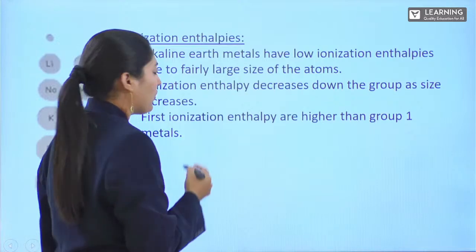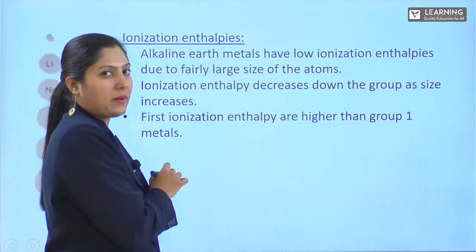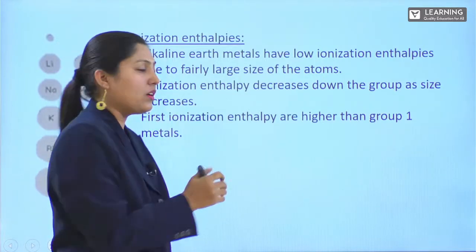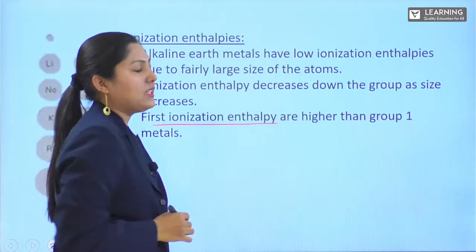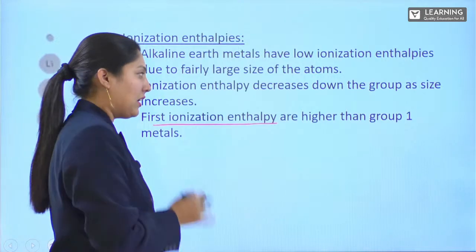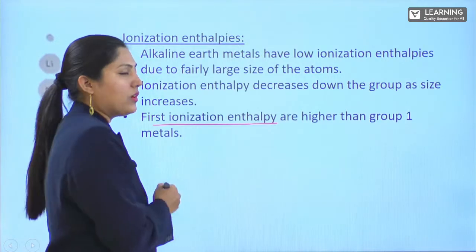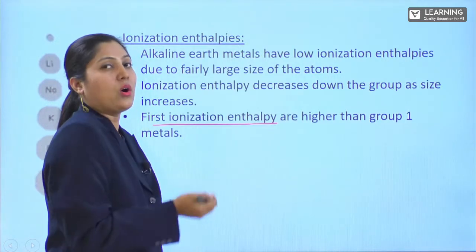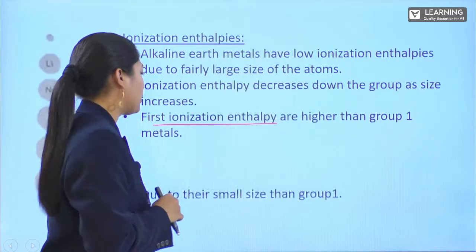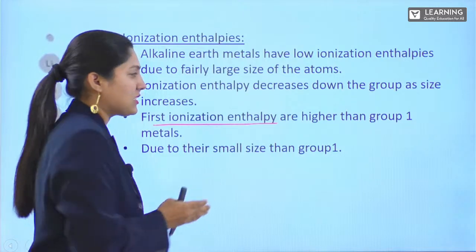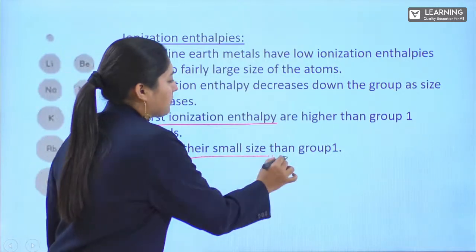So we can say the first group elements will have lesser first ionization enthalpy than that of the alkaline earth metals. And the other way, we can say the first ionization enthalpy of alkaline earth metals is higher than that of first group metals. And why is it so? Because of their small size.